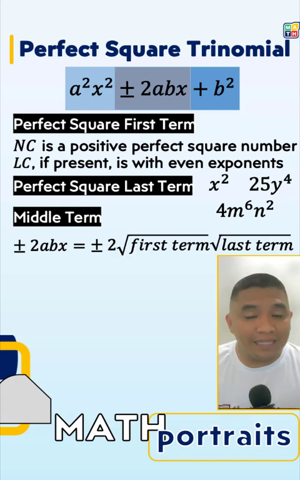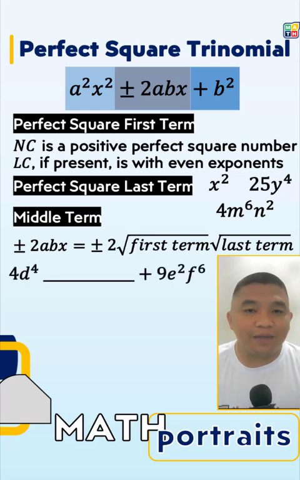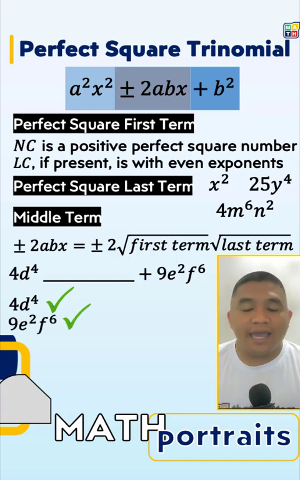If your middle term satisfies this condition, then together with the conditions for your first term and last term, automatically we will have a perfect square trinomial. Okay, so say for example, if we have this expression here, 4d to the power of 4, we're looking for the middle term, and plus 9e squared f to the power of 6. We would like to come up with a perfect square trinomial. Hence, let's see if the first and the last terms satisfy the first condition. 4d to the power of 4 is a perfect square because 4 is a perfect square number and d has even exponent. This is also true with 9e squared f to the power of 6.